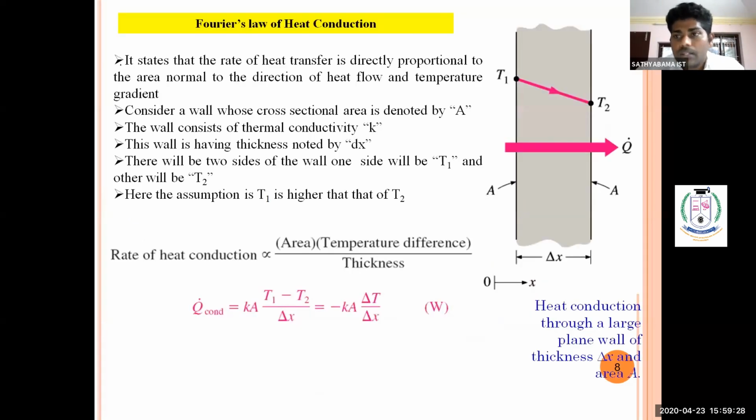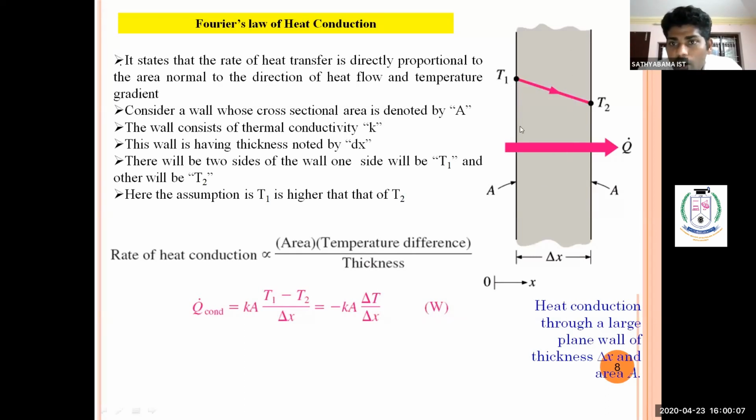Next, 10 more questions. They may ask for a derivation, such as deriving an expression for Fourier law of conduction, or they may even ask 2 more questions. First, I am reading this definition. It states that the rate of heat transfer is directly proportional to the area normal to the direction of heat flow and the temperature gradient. On the right side, there is a single plane wall, and I'm moving the cursor, look at that.